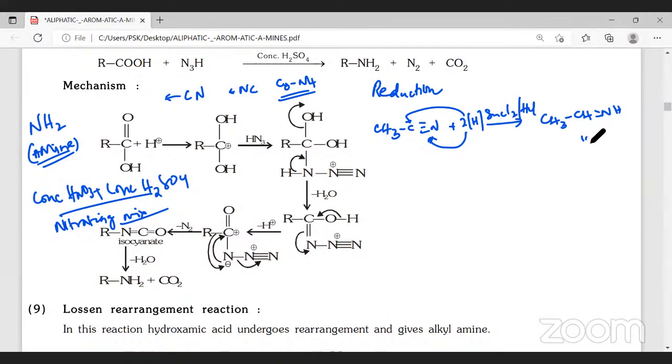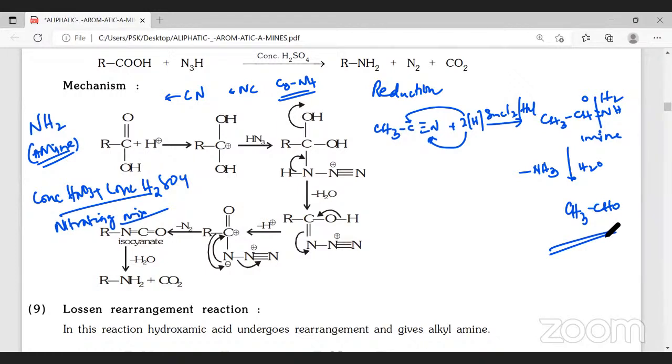This group is called imine. NH groups are called imines, I-M-I-N-E. Now this when you hydrolyze, the bonds break. So hydrolysis, we can write with water, H2O. So what do you get? On hydrolysis, the byproduct is ammonia, and the product we get is CH3CHO, acetaldehyde. So cyanides on reduction, the product obtained is always aldehydes.